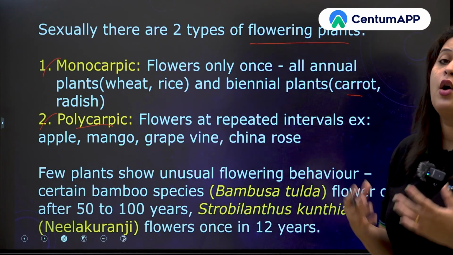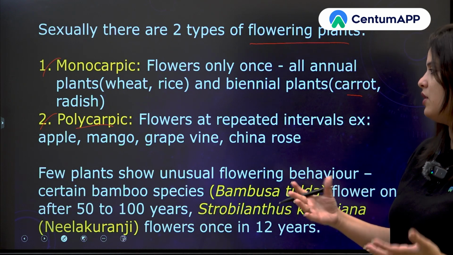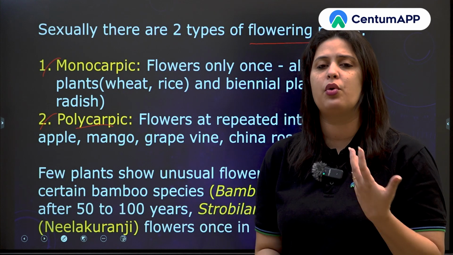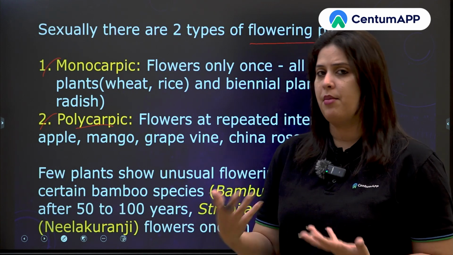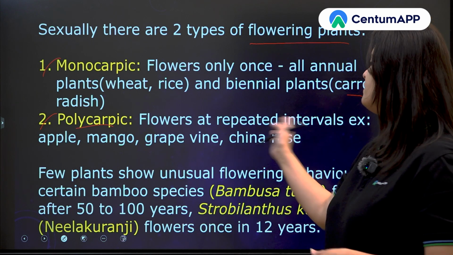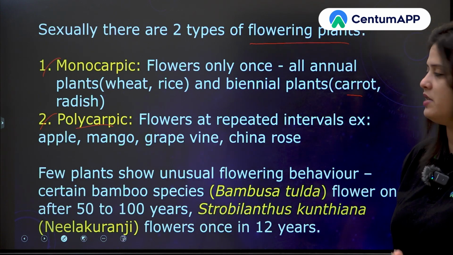Next you have polycarpic, which flowers at repeated intervals, which goes on. There are seasons, the seasons come and go. So the flowers keep coming and producing different fruits and vegetables. Examples of seasonal plants are apple, mango, grape, China rose, etc.